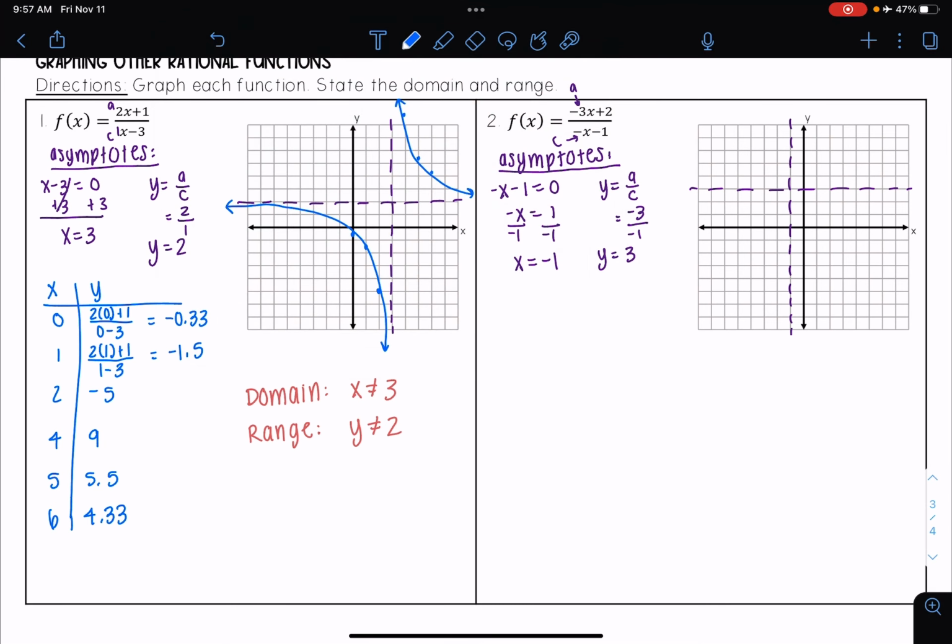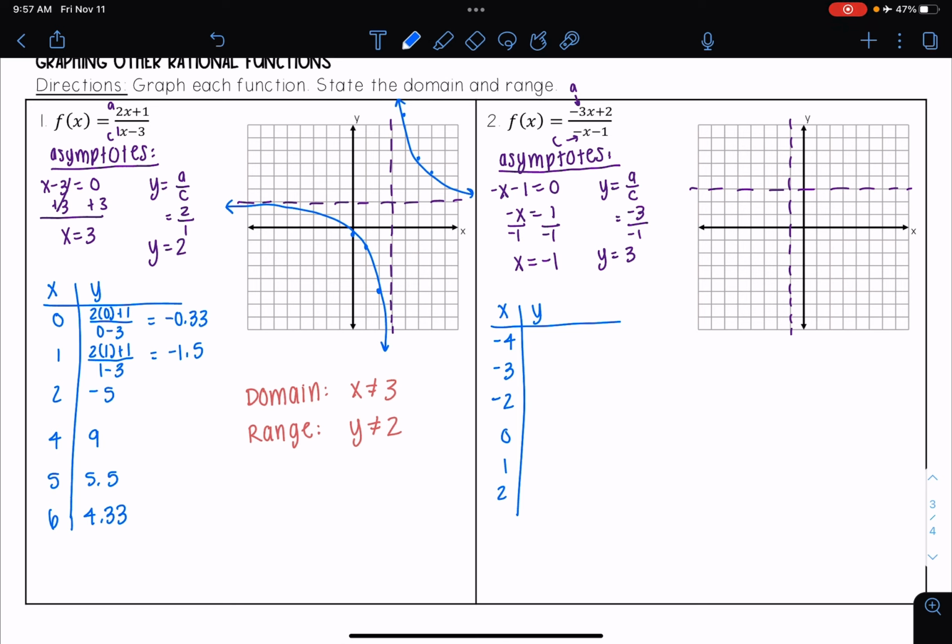And now I need to figure out some points for my two branches. So I want 3 points on the left-hand side of my vertical asymptote and 3 points on the right. It doesn't matter which points you choose. I'm just going to go ahead and do the 3 immediate to the left and to the right. And so my vertical asymptote's at x equals negative 1. So 3 values to the left of that would be negative 4, negative 3, negative 2. And then 3 points to the right would be 0, 1, and 2.